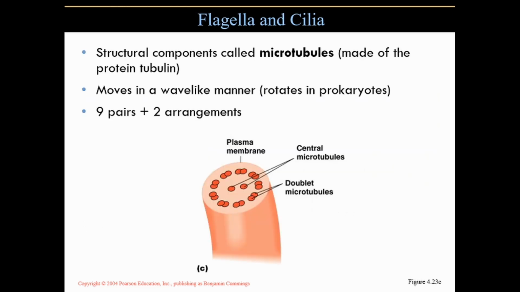Flagella and cilia have structural components called microtubules, especially in flagella. They're made of the protein tubulin, and the flagella in eukaryotes move in a wave-like manner, like I said. They have this 9 pairs plus 2 arrangement, meaning 9 pairs of microtubules plus 2 in the middle that are called the central microtubules. They always have this structure, and the protein is what forms the main body of flagella. Cilia have microtubules as well, but they're not as thick. They're not whip-like. They're more hair-like structures when compared to flagella.